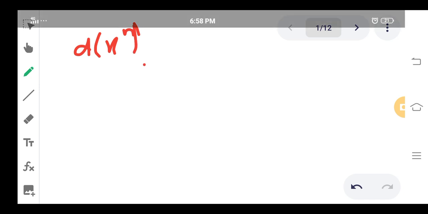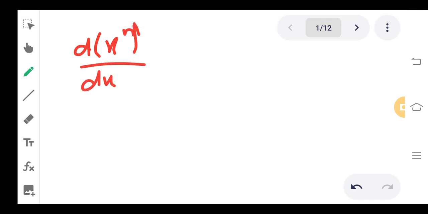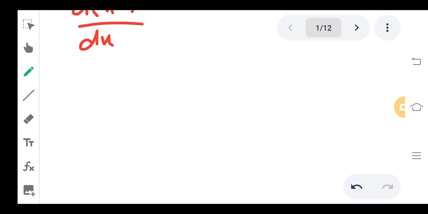Derivative of the power function by the ab initio method or the first principle method. So suppose कहते हैं कि y is equal to f of x is equal to x power n.